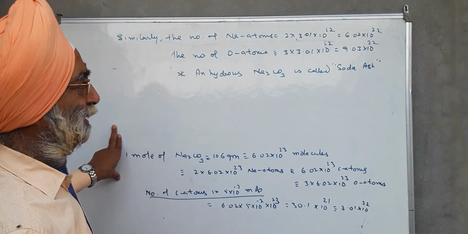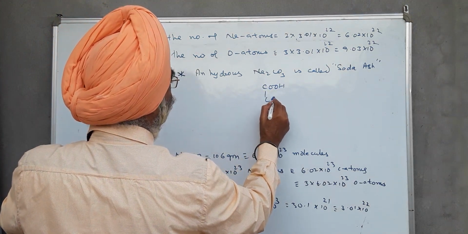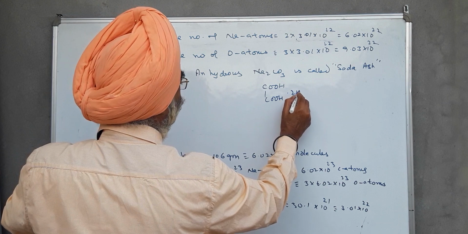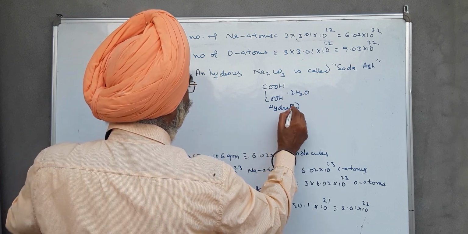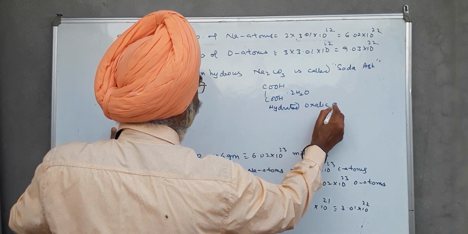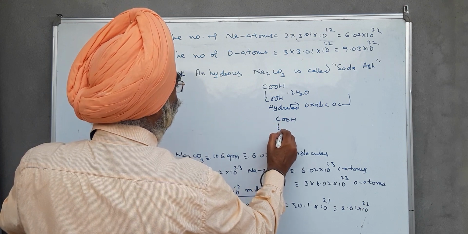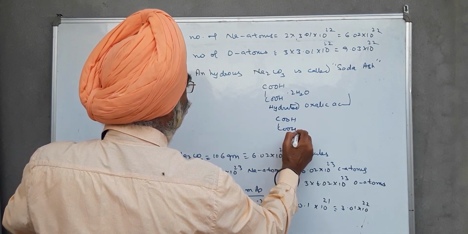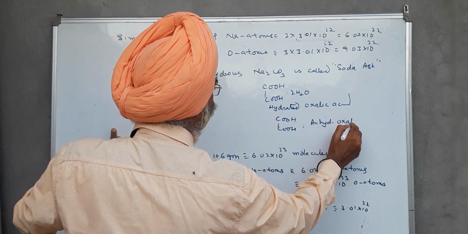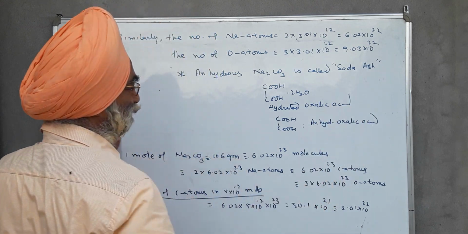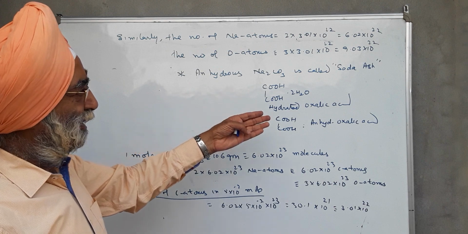I may put another example to it. COOH, COOH, 2H2O is called hydrated, and the common name is oxalic acid. But COOH, COOH is called anhydrous oxalic acid, anhydrous meaning without any molecule of water of crystallization. So this is a generalization in this topic.